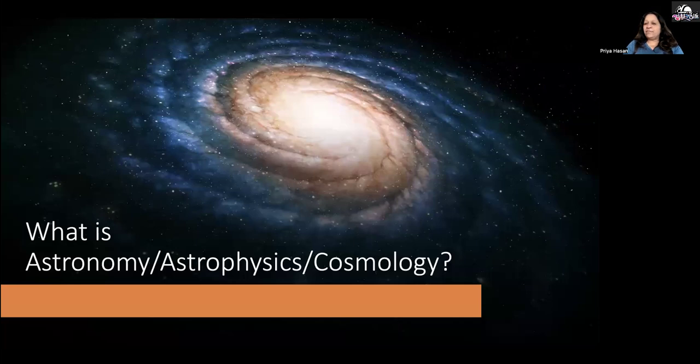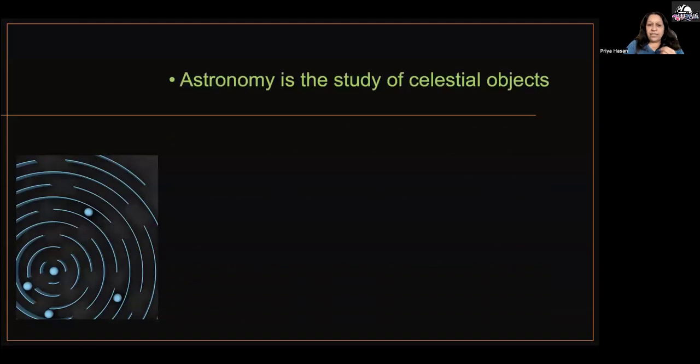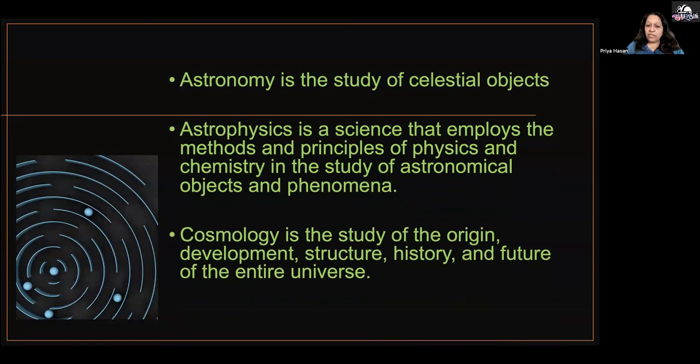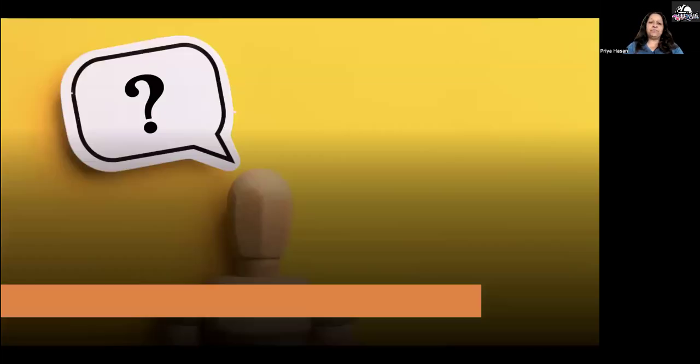First of all, let's start with definitions. What is astronomy, astrophysics, and cosmology? What's the difference between these three things? Because often people use all these three words and it's not very clear. Astronomy is basically the study of celestial bodies. Astrophysics is a science that employs the methods and principles of physics and sometimes even chemistry in the study of astronomical objects and phenomena. While cosmology is the study of the origin, development, structure, history, and future of the entire universe. In principle, they do overlap in their domains, but this is the basic difference in their focus.